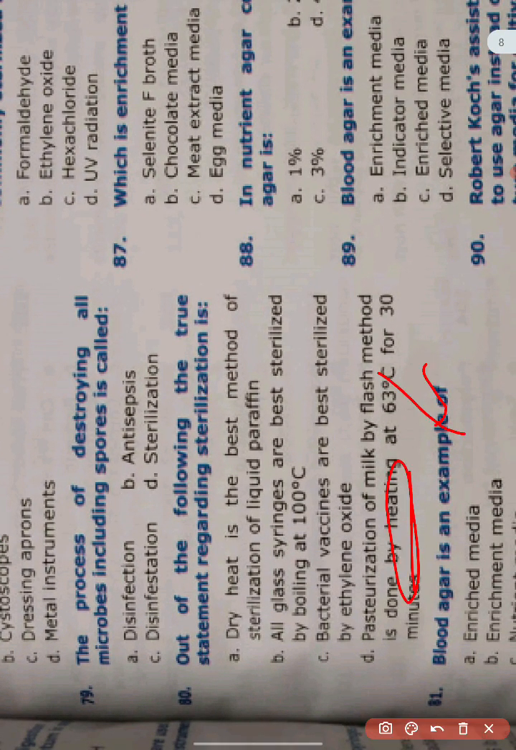Okay, out of the following, the true statements regarding sterilization. Dry heat is the best method of sterilizing liquid paraffins. For liquids and oils, you can use hot dry heat. All glass syringes are best sterilized by boiling at 100 degrees Celsius. No. For glass we use hot air oven. Bacterial vaccines best sterilized by filtration. Pasteurization of milk by flash method is done by heating at 63 degrees Celsius. No.